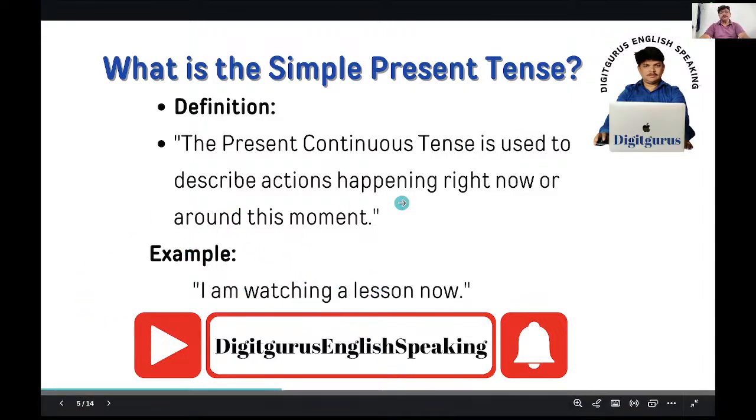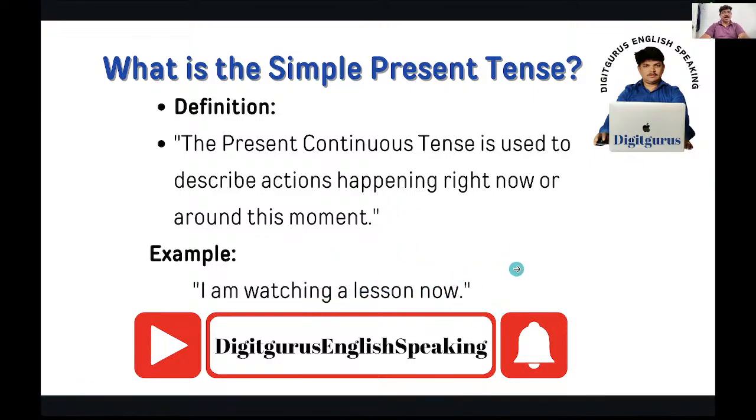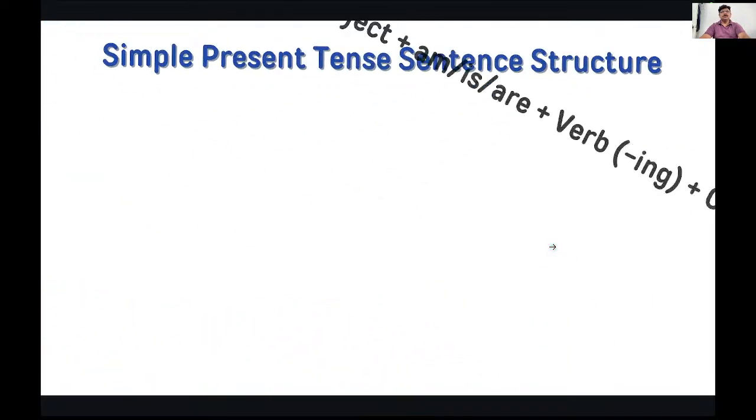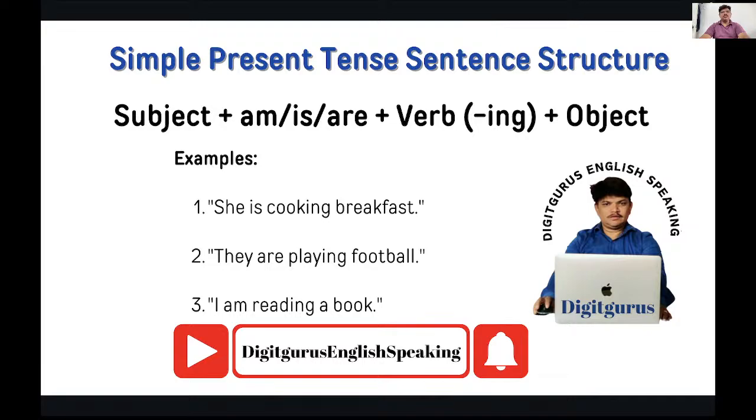Now, an example of this is: I'm watching a lesson now. I'm watching a lesson now. Type in the chat box. Make a sentence of your own and type it in the chat box. Now, please correct this in your notes, that this is present continuous tense.